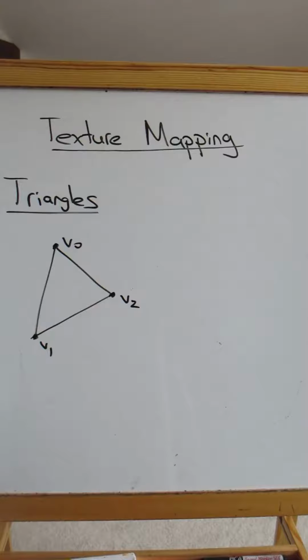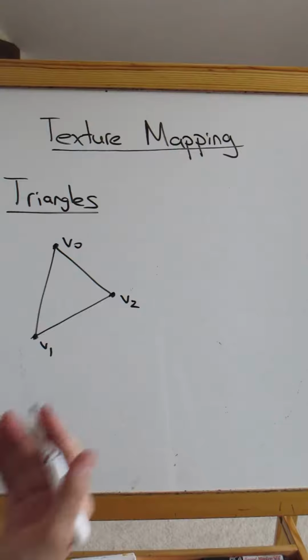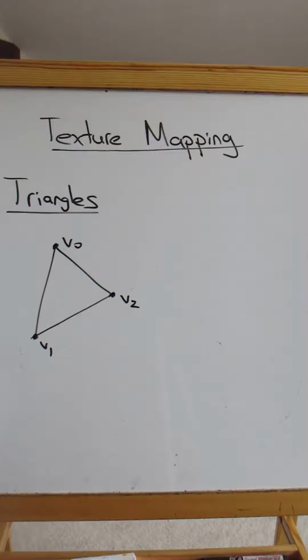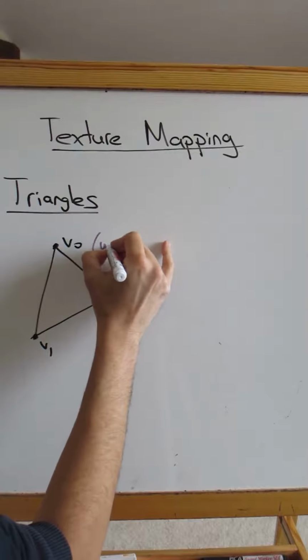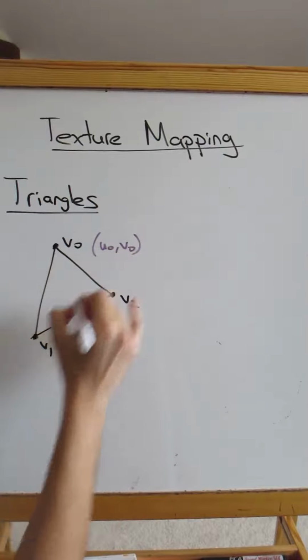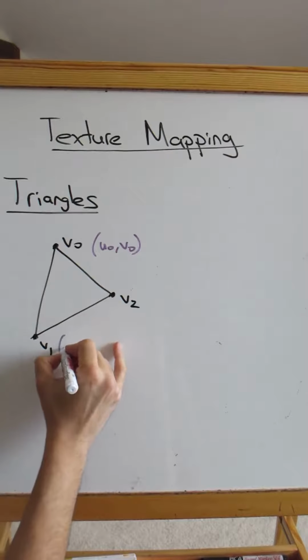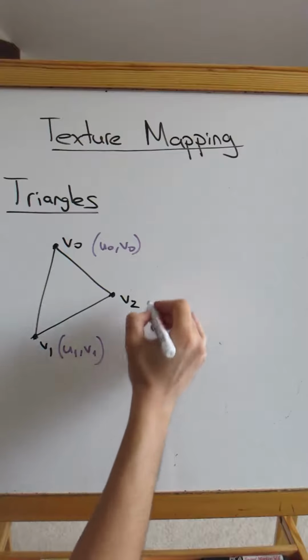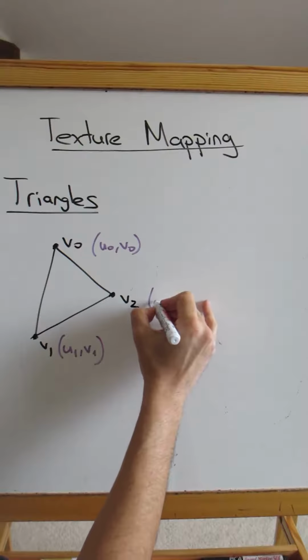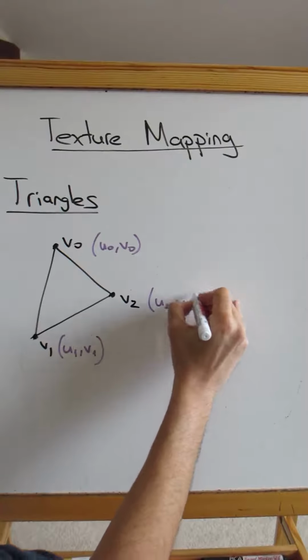Now for texture mapping, we must associate UV values for each of these vertices. So for example, at this V0, we want to have also a texture coordinate composed of U0, V0. For V1, we will have U1, V1. For V2, we are going to use U2, V2.